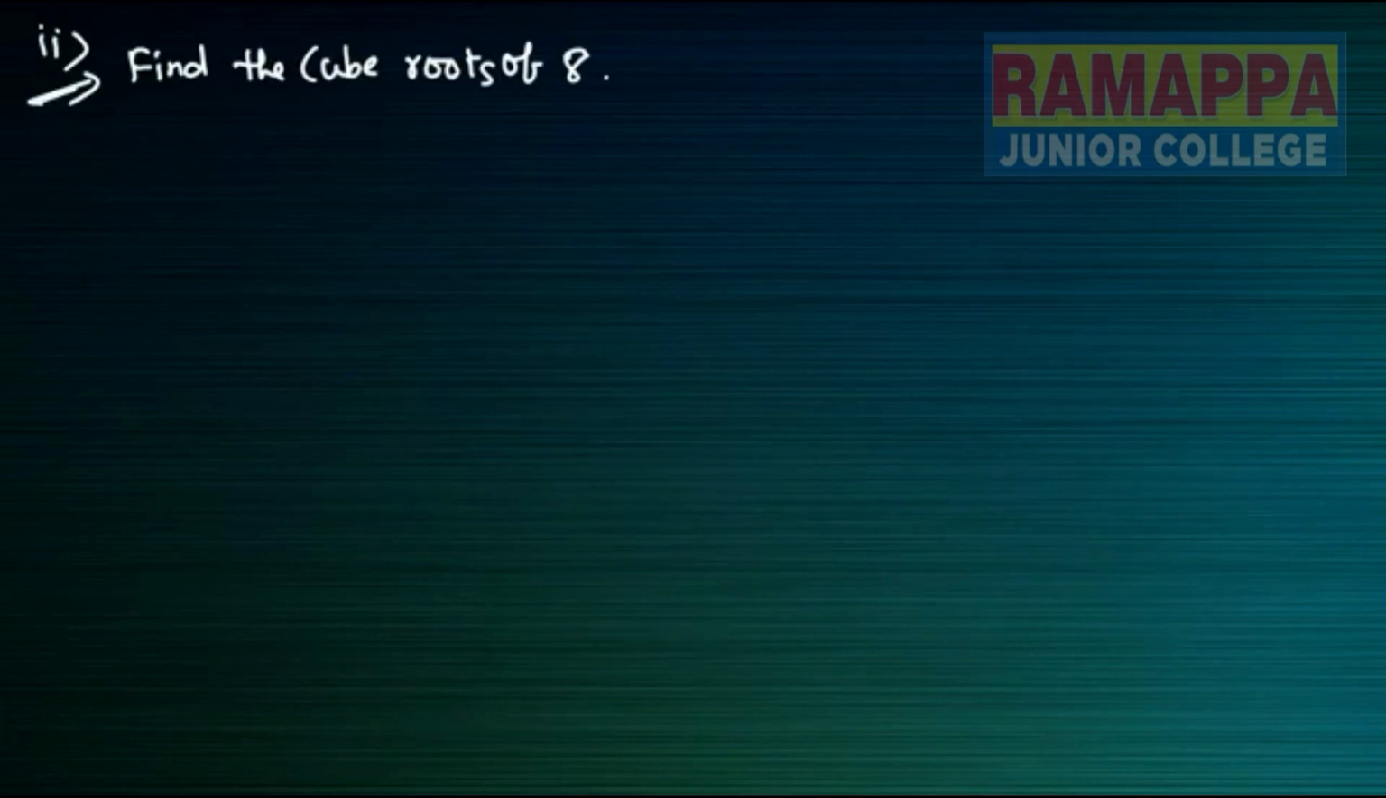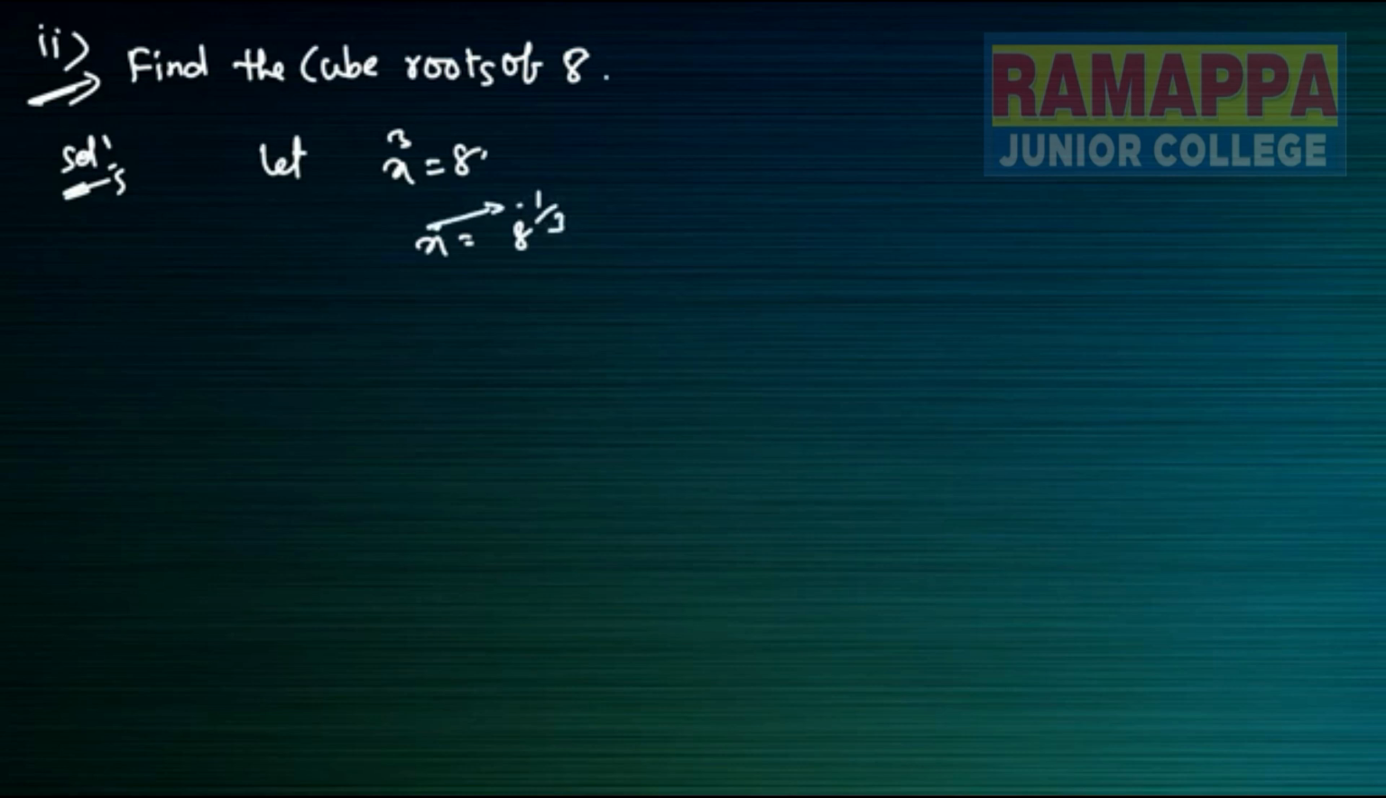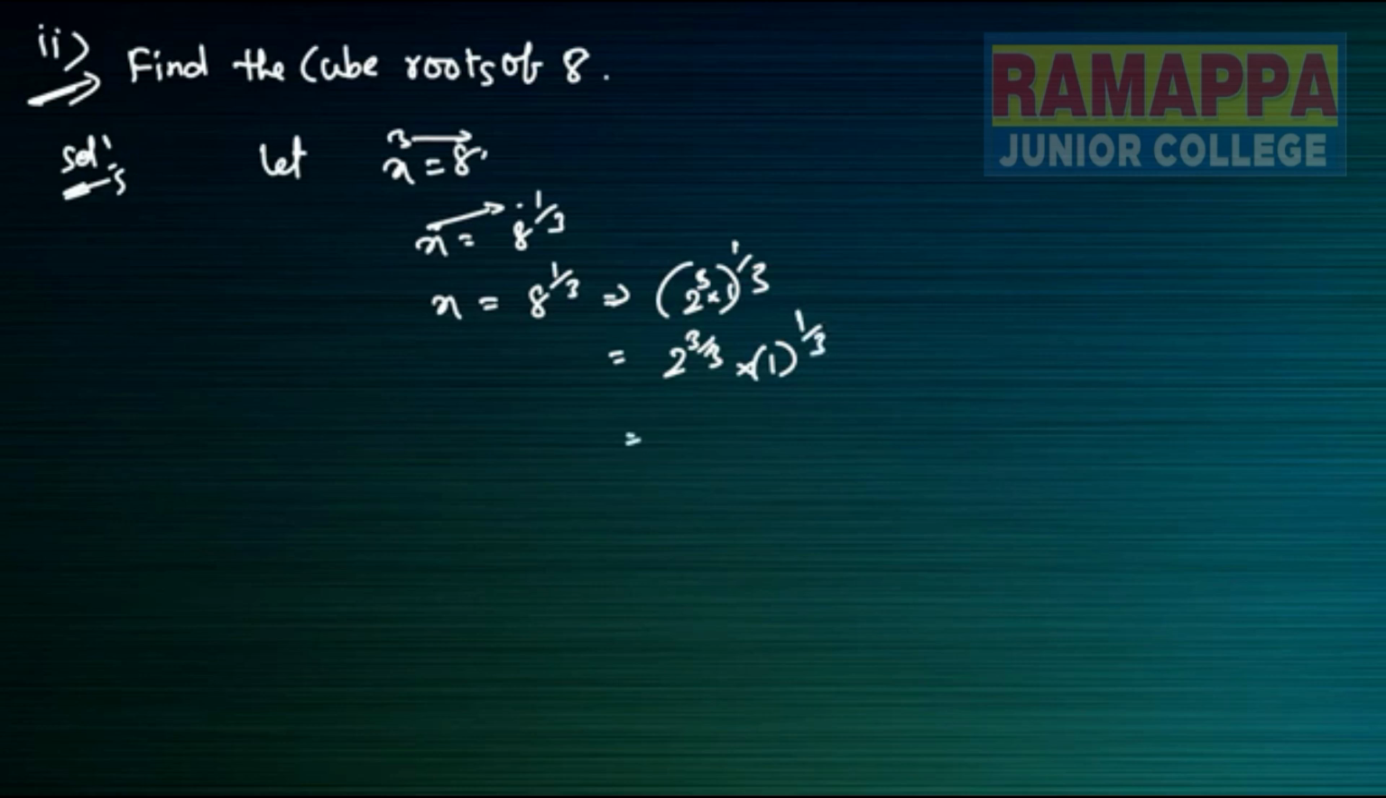Now the second one is: find the cube roots of 8. Here let x be the cube root, which means x cube is equal to 8. So x is equal to 8 power of 1 by 3. I will write 8 as 2 power of 3, so it is 2 power of 3 whole power of 1 by 3. Thinking of 1 as there, the powers 3 by 3 cancel, so it becomes 2 into 1 power of 1 by 3.